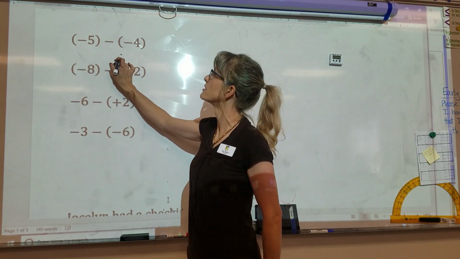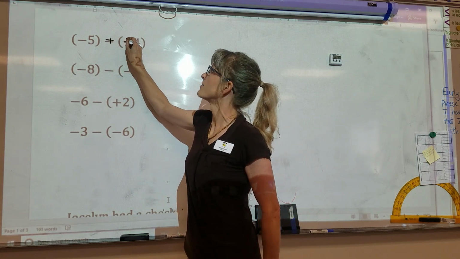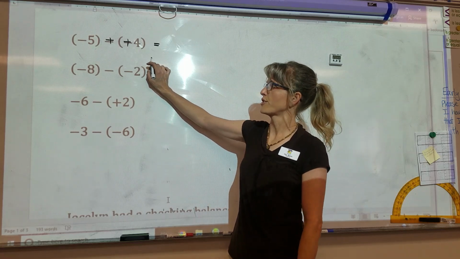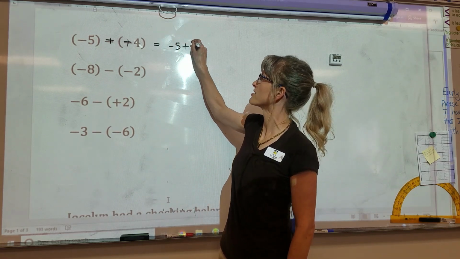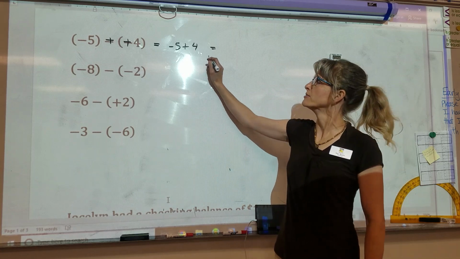Kaylee? Make them a positive. Okay, now what do I do next? I'm going to call another student. How do I do -5 plus 4? Winry?